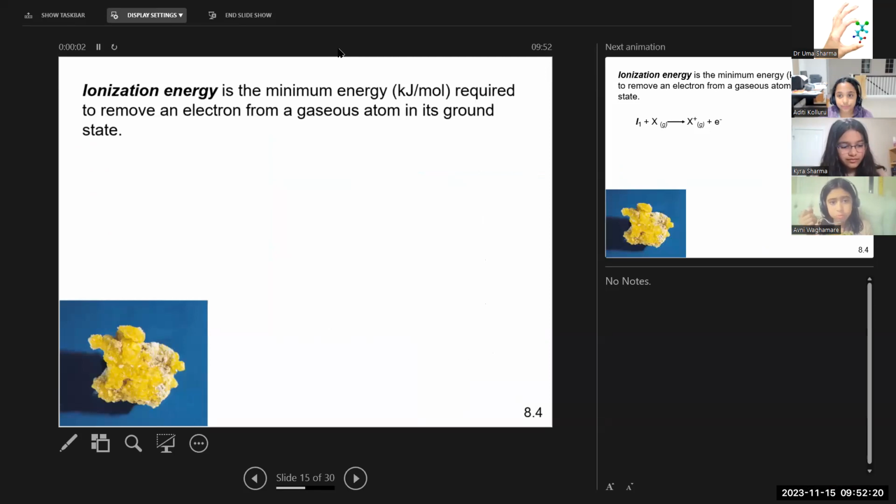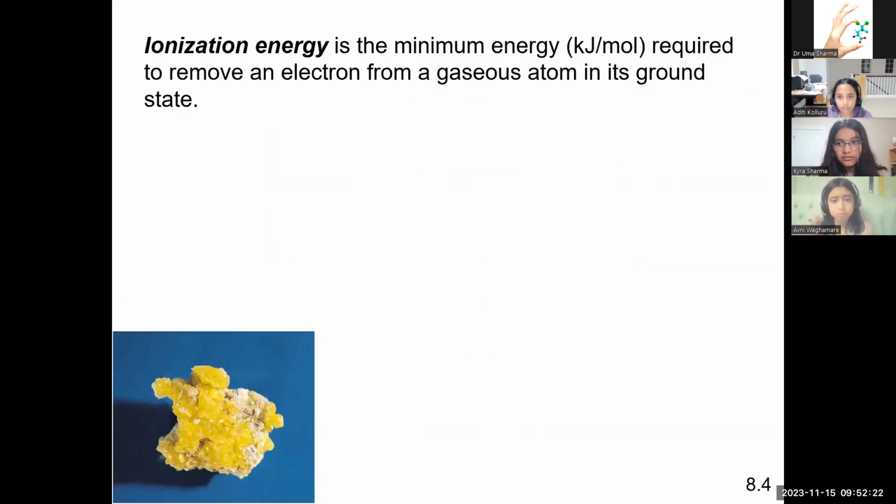Question. On the slide before, what was the X? The symbol on that slide? That was the electronegativity symbol. We are not using it, don't worry. That's not X, that's Xi. It's a Greek letter.